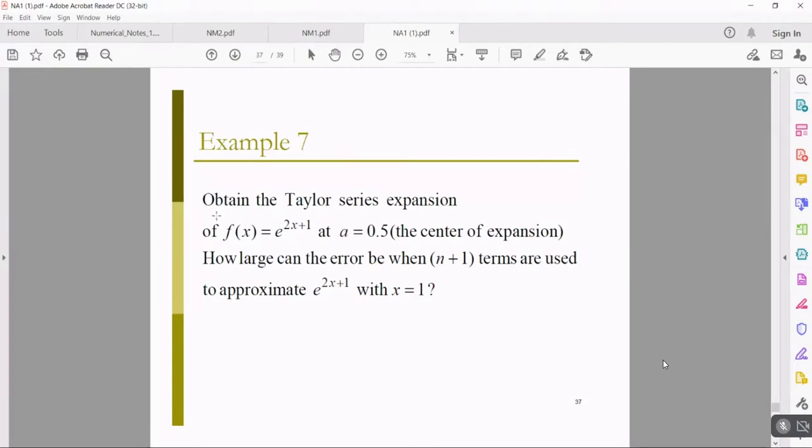Suppose we have f(x) = e^(2x+1), and the center of expansion is a = 0.5. Then how large can the error be when n+1 terms are used to approximate e^(2x+1) at the point x? Here we have to calculate the value at the point x = 1, and we have to obtain the Taylor series expansion about the point a = 0.5.